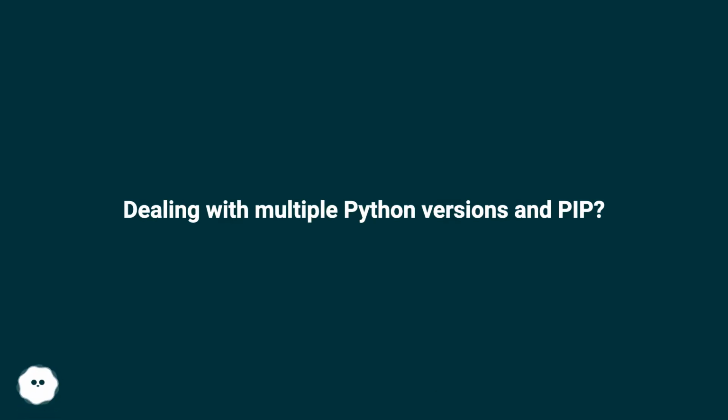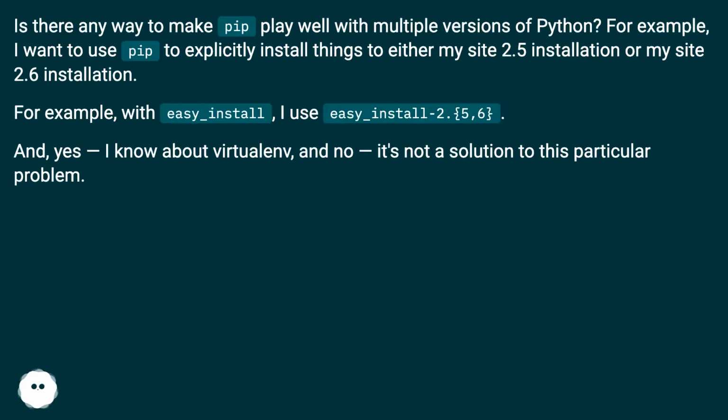Dealing with multiple Python versions and pip? Is there any way to make pip play well with multiple versions of Python? For example, I want to use pip to explicitly install things to either my site 2.5 installation or my site 2.6 installation. With easy_install, I use easy_install-2.5 or easy_install-2.6. And, yes, I know about virtualenv, and no, it's not a solution to this particular problem.